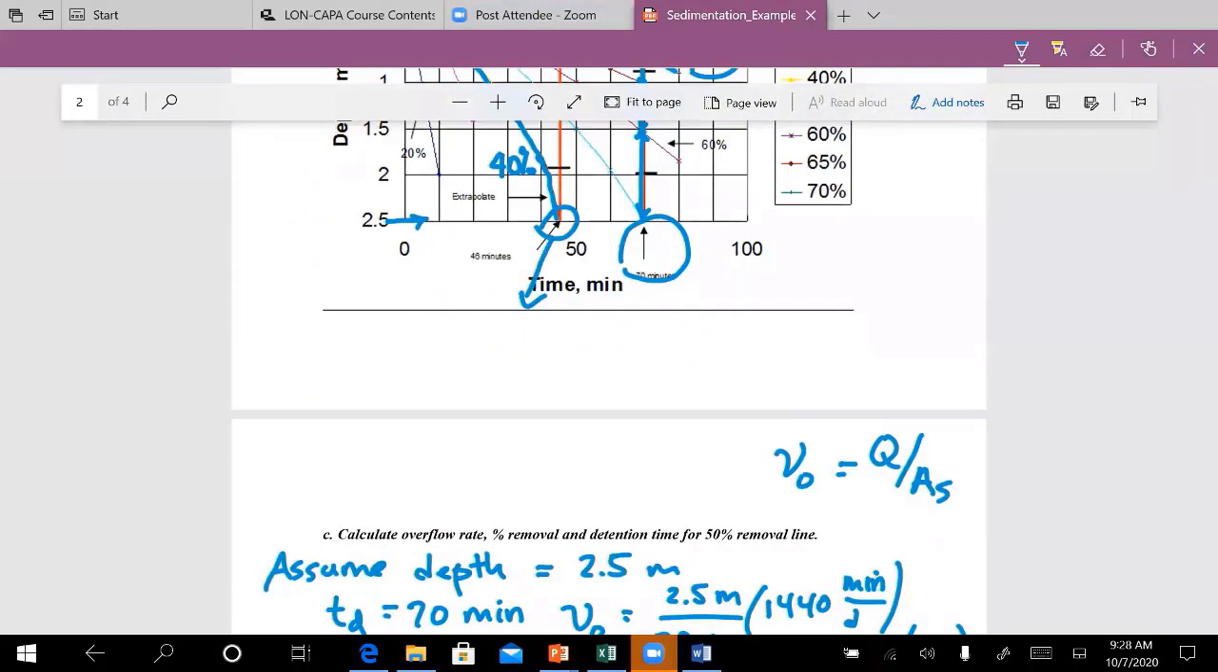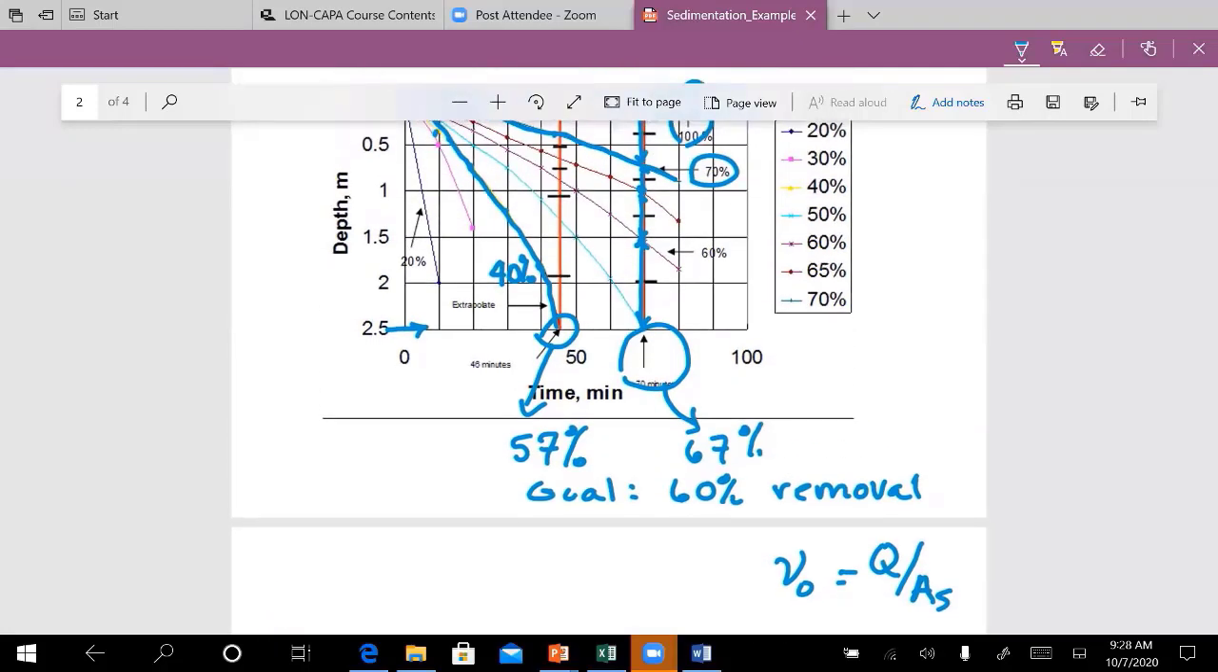Okay, so what that says, if we go back here, at a 46-minute detention time, we would get about 57% removal, and at 70 minutes, we achieved 67%. And the goal was 60% removal. That's typical removal one would achieve in a primary sedimentation basin in a wastewater treatment plant.